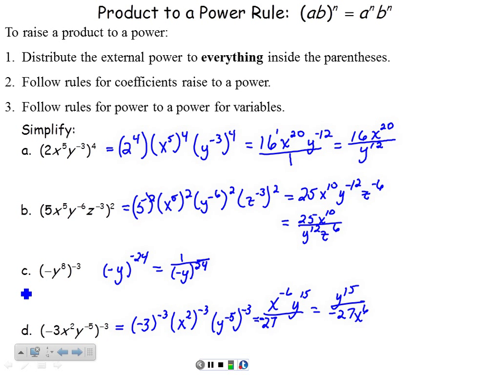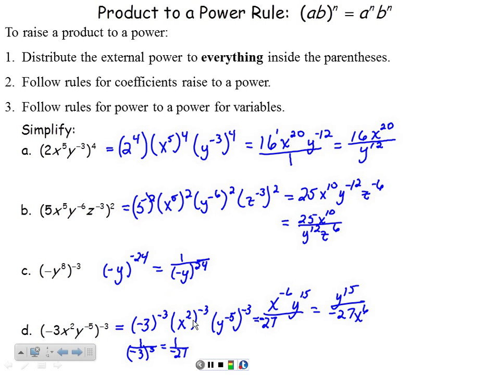So why did I put this negative 27 on the bottom here? Well, look at this. Negative 3 to the negative 3 power is the same as 1 over negative 3 to the positive 3 power. And 1 over negative 3 to the positive 3 power is the same as 1 over negative 27. And so that's why the negative 27 was on the bottom initially.